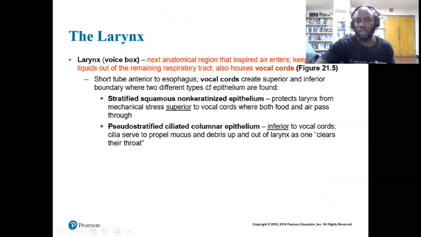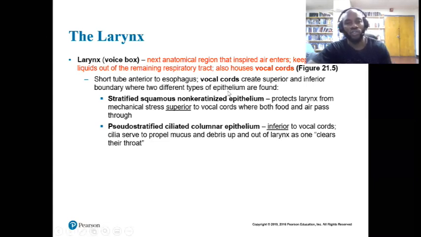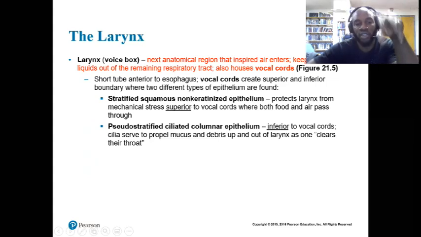It's a short tube anterior to the esophagus, in front of the esophagus. Vocal cords create a superior and inferior boundary where two different types of epithelium are found. You have this stratified squamous, so again, stratified, multiple layers, means it's built to resist stress, for protection. Non-keratinized epithelium protects the larynx from mechanical stress. Here, at the vocal cords, both food and air pass through. So on the outside of the larynx, you have food and air both passing by.